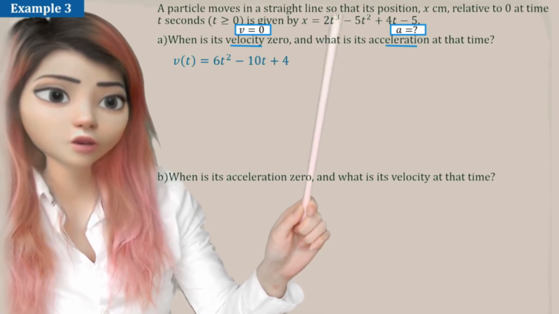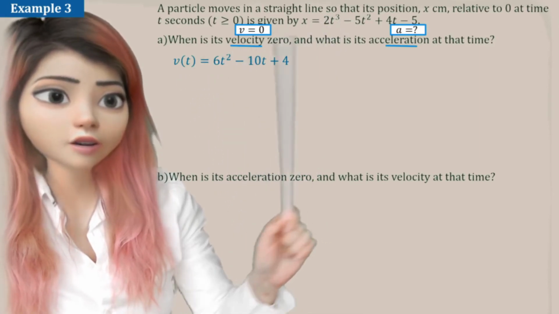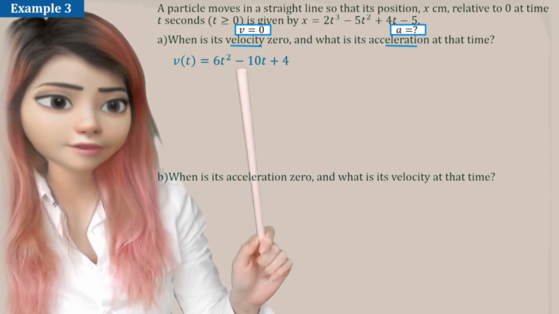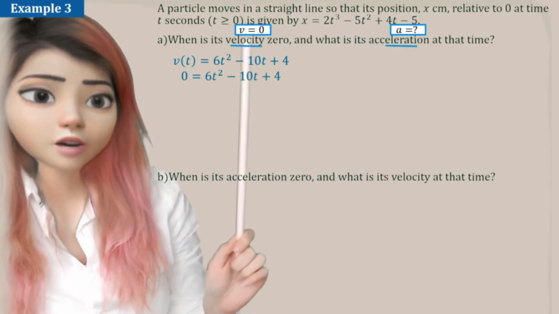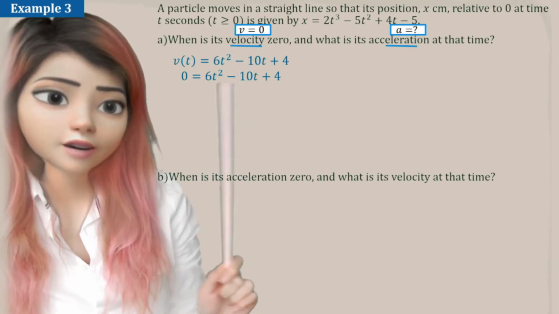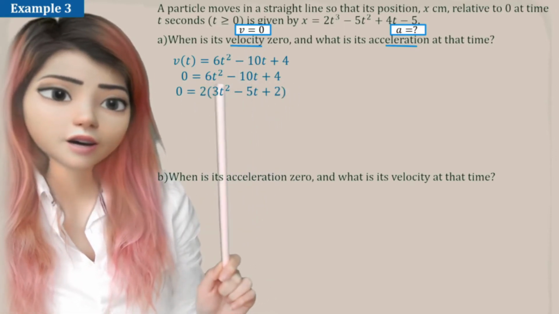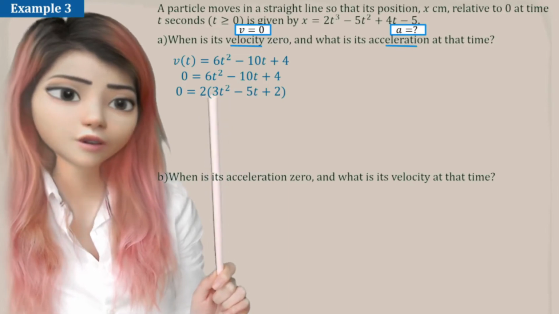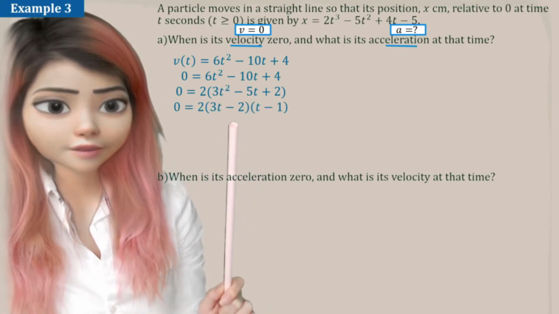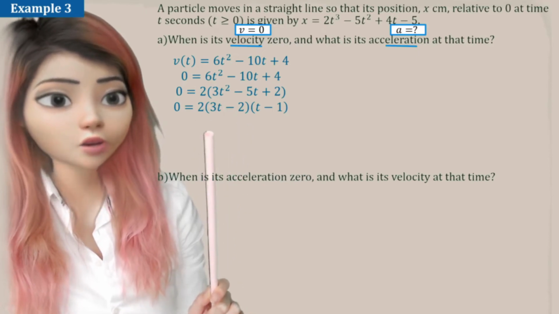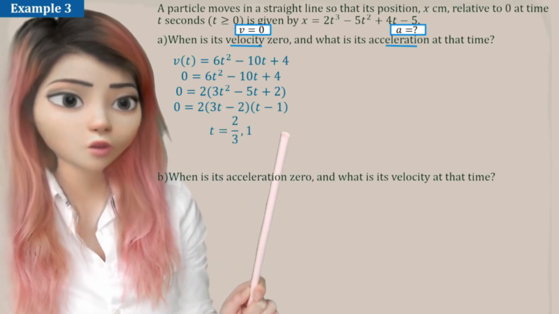So we have 2 times 3 is 6t squared, 5 and 2 becomes 10t, and the 4t becomes 4, and then minus 5 disappears. So when is v equals 0? Well, let that equal 0. Then we can take a common factor of 2 out. We're left with 3t squared minus 5t plus 2. Factorize that, and we can see that t is equal to 2 over 3 or 1.